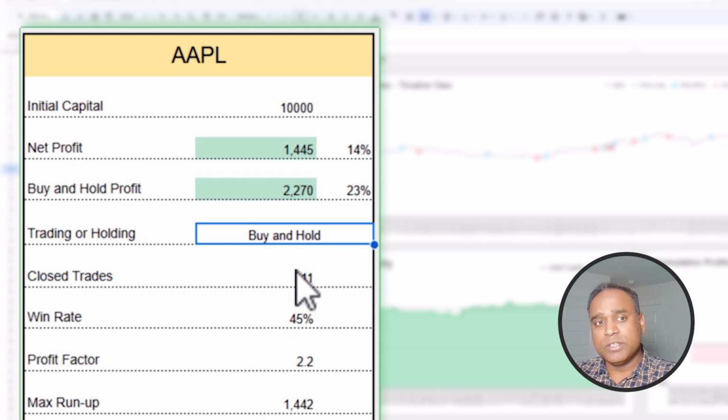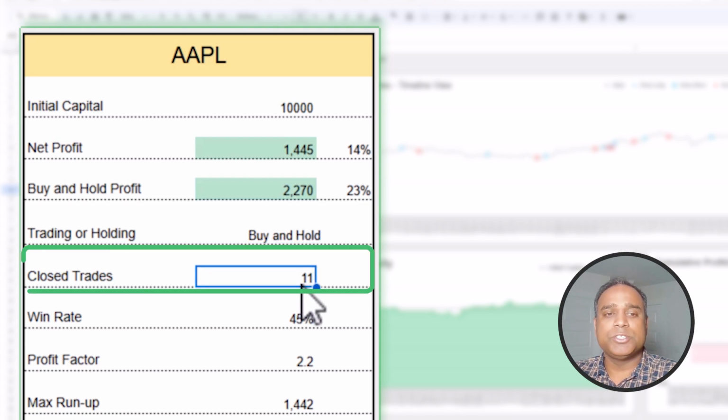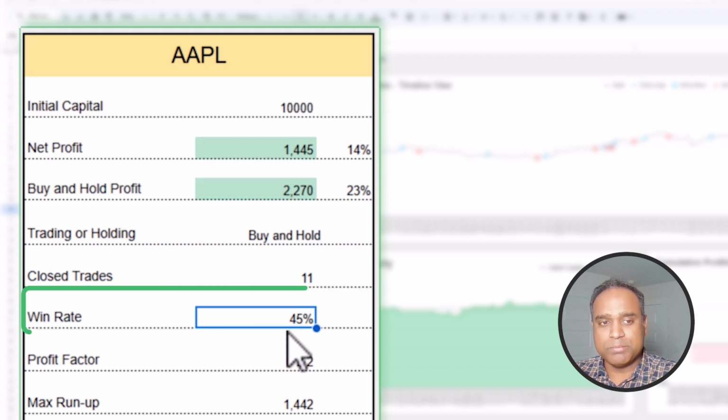If you had gone with the trading strategy, you would have done 11 trades with a win rate of only 45% and a profit factor of 2.2.